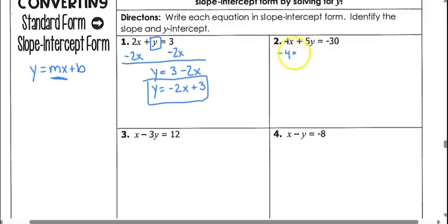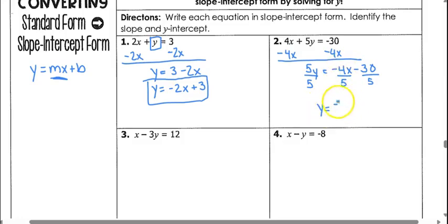I'm going to subtract 4x from both sides. Okay, so that leaves me with 5y over here. All right, and then I'm going to go ahead and write the x term first, -4x, and then it was -30, so minus 30. Okay, and now, because this y is not by itself yet, I need to divide by 5, and I'm going to divide each term by 5. So I get y equals -4/5 is already simplified, so that would be -4/5 x. -30 divided by 5 is -6, and that would be my equation in slope-intercept form.